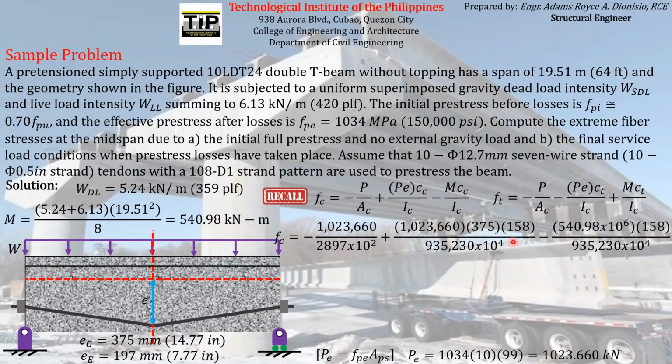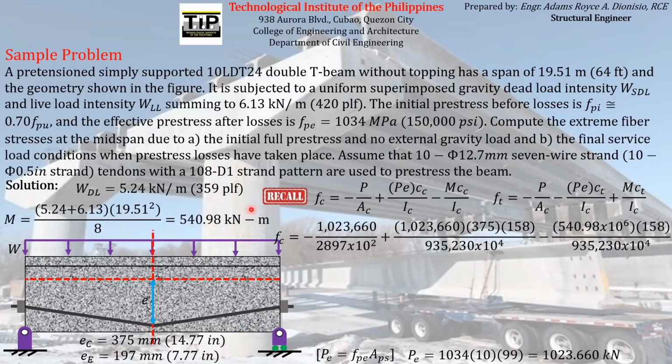But again, for consistency of units, let us express all forces in terms of Newton, area in terms of mm squared, distances E and C in terms of mm, and moment of inertia in terms of mm to the fourth. So let us change this into Newton. We just have to multiply it by 1,000. This is the cross-sectional area given in the problem. Eccentricity at midspan given in the problem, 375. The distance from the neutral axis to the extreme top fiber is equal to 158, given in the problem again. Moment of inertia given in the problem. C, just copy here. I, just copy here.